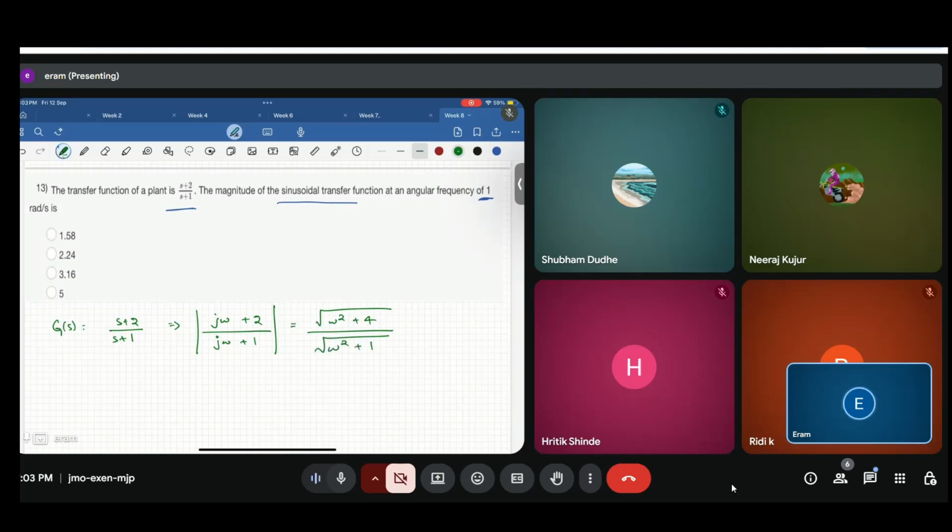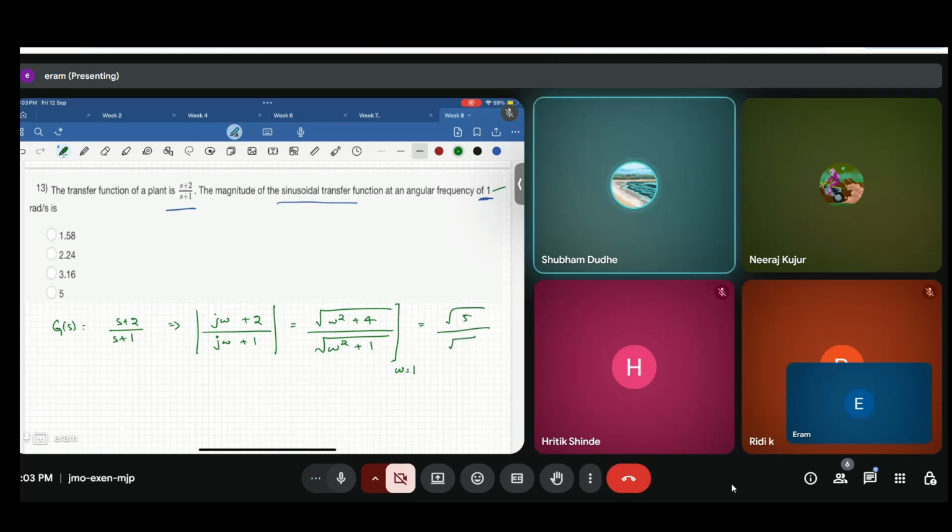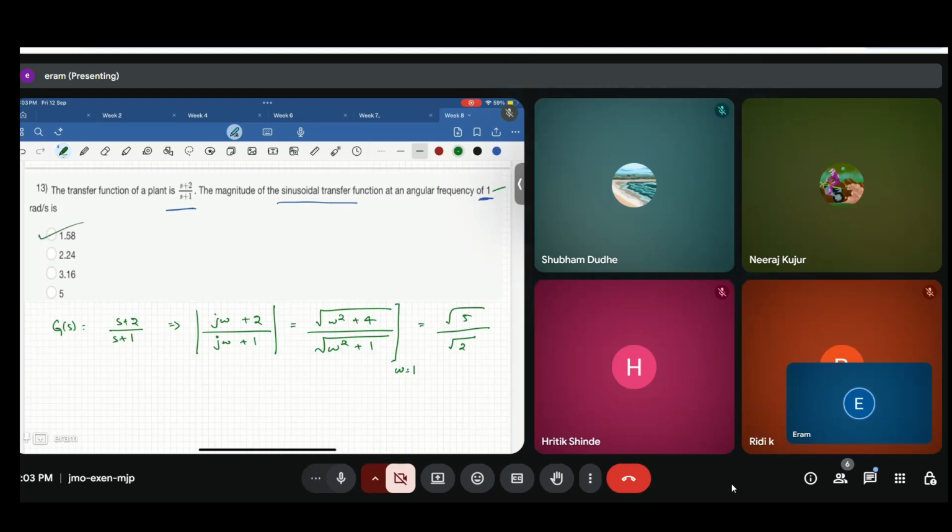And at which frequency do we have to calculate? At 1 radian per second. So calculate this for omega equals 1. It will be under root 5 divided by under root 2. What value will we get? 1.5811. Yes, so that means the first option, right?